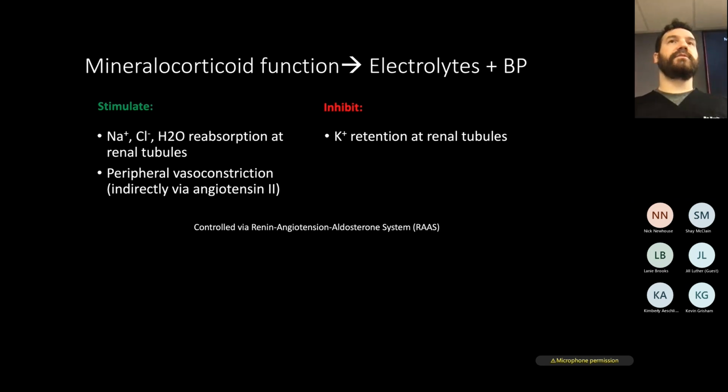Mineralocorticoids: the main mineralocorticoid that we talk about in the body is aldosterone. So it stimulates water, sodium, and chloride reabsorption at the renal tubules, as well as potassium dumping. And it can lead to peripheral vasoconstriction and increase of overall body fluid volume.